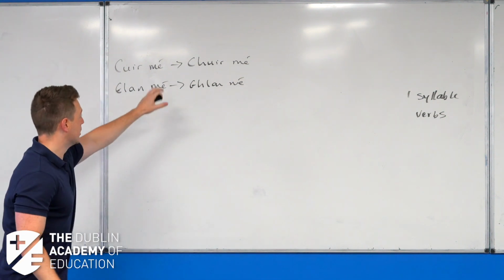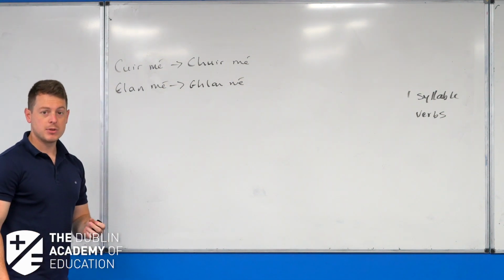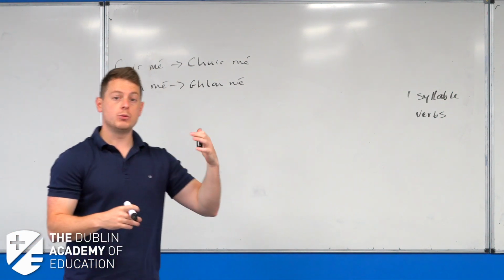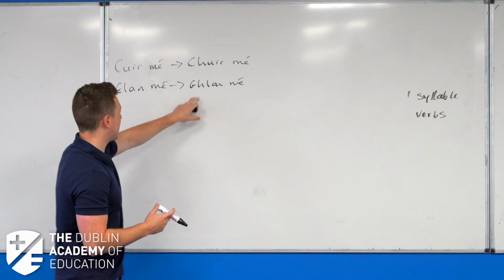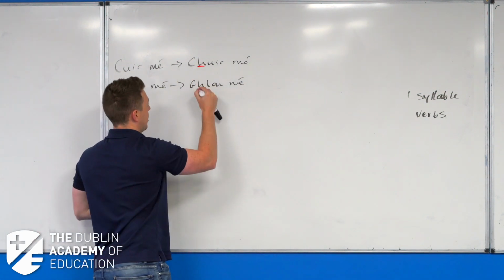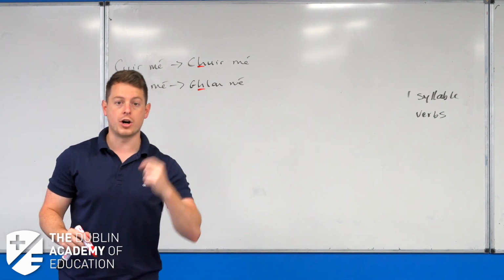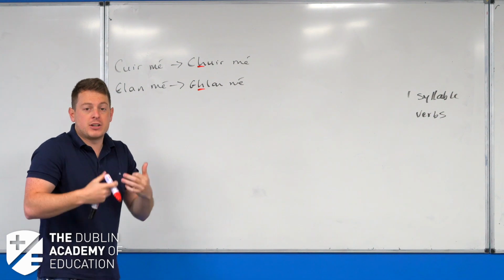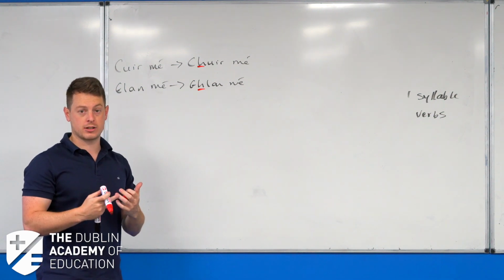My grammar's pretty good there. Chuir mé,ghlan mé. Anytime you want to put something in the past tense and it starts on a consonant in Irish, you put in an H. When I see that H as a fluent speaker, that is like in English when you say, every day I walk, but yesterday I walked. It's like me hearing an ED at the end. Is that okay? That's what it's like for me. I know straight away what tense you're looking to talk in.